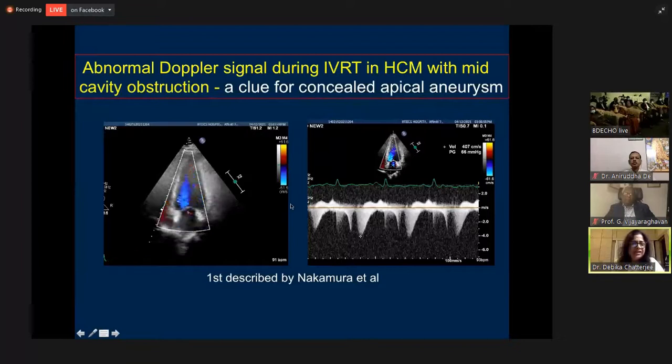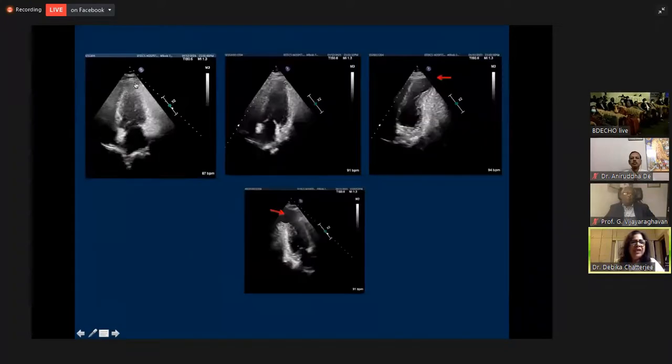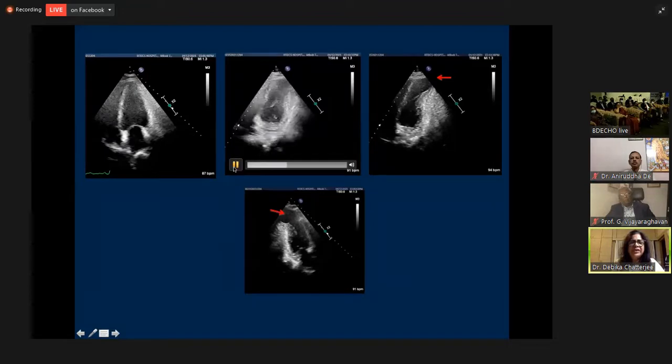In the classic apical 4-chamber or the 2-chamber, I did not get any evidence of apical aneurysm. So I thought I must have missed it. Let me see properly. As I did the 4-chamber again, no, I didn't get any evidence of the aneurysm. So what I did, I tilted the probe a bit. This view is not looking foreshortened, but still I could not get evidence of aneurysm. So I tilted the probe a bit more.